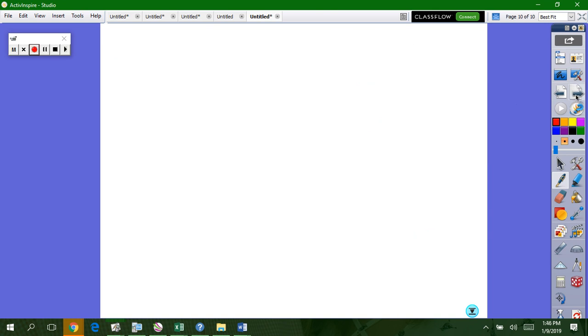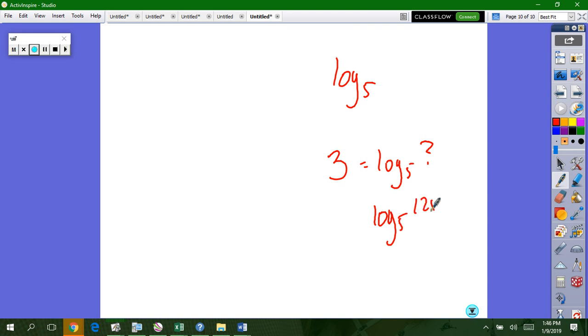Really quick, let's go off subject really quick. So if I said I want it to be base 5, what is 3 as base 5? Once again, do a little formula. What goes there that would make this equal to 3 as a logarithm? 5 to the third is 125. See how I do that?